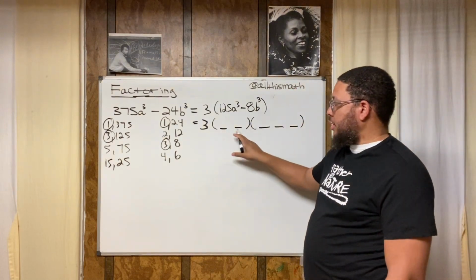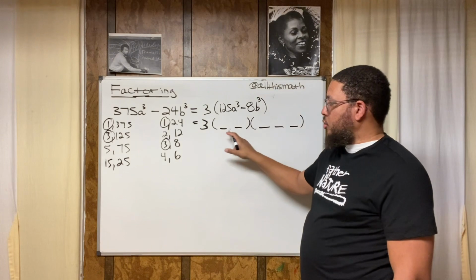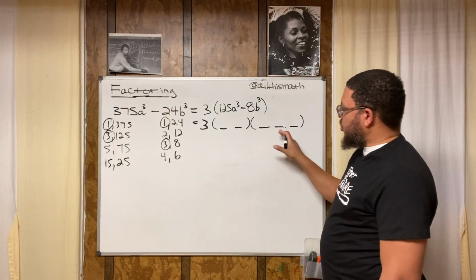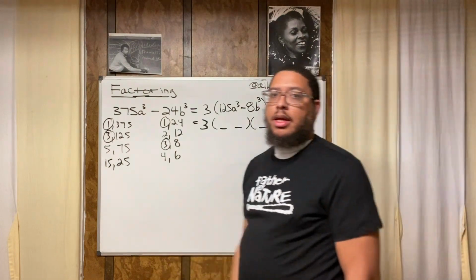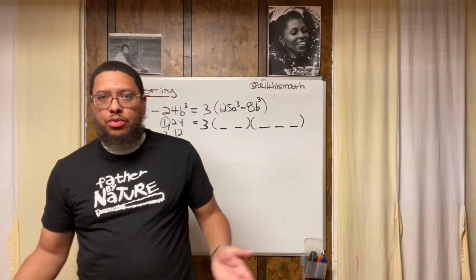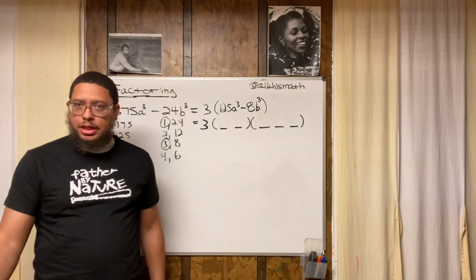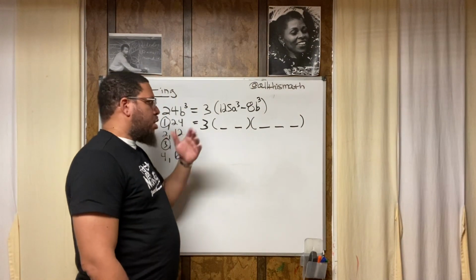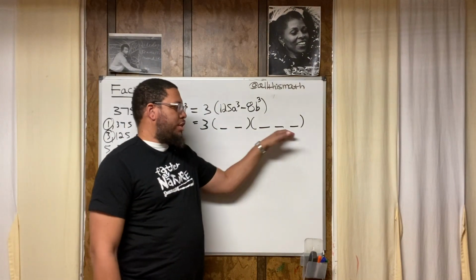Binomials have 2 terms. That's why I got the spaces right here to let you know that you got 2 terms we're going to put in there. Trinomials have 3 terms. 1, 2, 3. That's why it's called a trinomial. Like a tricycle. Got 3 wheels. Like them slingshots. I think slingshots got 3 wheels.